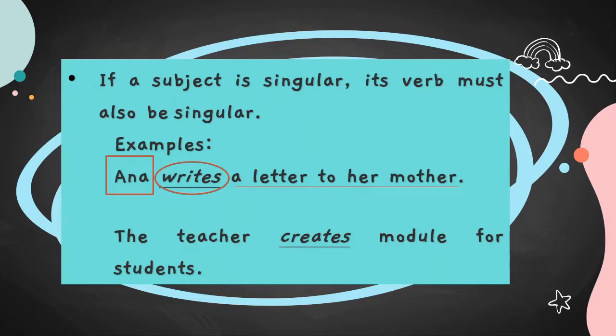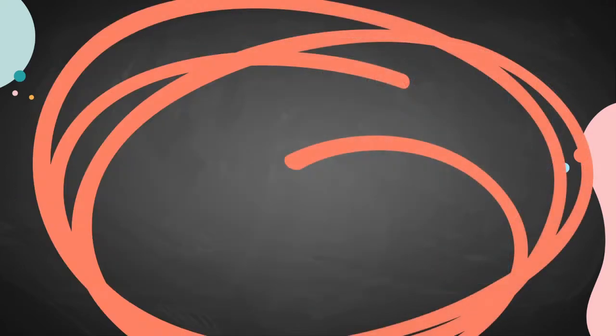Next, the teacher is the subject. The teacher is only one. Thus, we have the word create. We added S because the subject is only one. Remember, if the subject is singular, its verb must also be singular. Let's proceed with the next one.